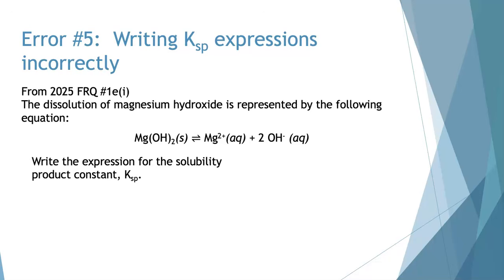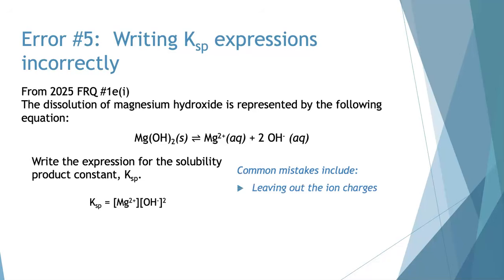A KSP expression, which is what we're asked to write here. So my KSP expression would be the magnesium ion concentration times the hydroxide ion concentration squared. Equilibrium constant expressions, the rules are all the same, and yet we still often do see students making mistakes here. We don't want you to make those mistakes.